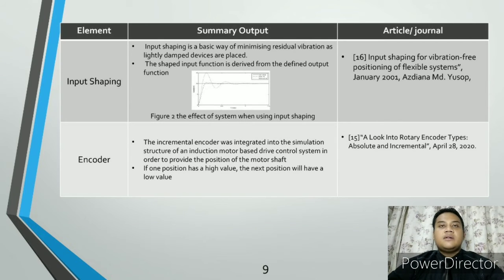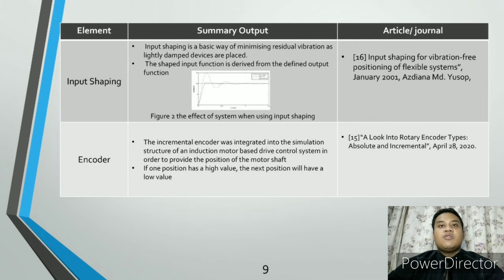Next, the important part is input shaping. Input shaping is a basic way of minimizing residual vibration as lightly damped devices are placed. The shaped input function is derived from the defined output function. As you can see on the slide, there is a graph that represents the effect on the system when using input shaping. The input shaping article and research paper I get from the input shaping for vibration-free positioning of flexible systems.